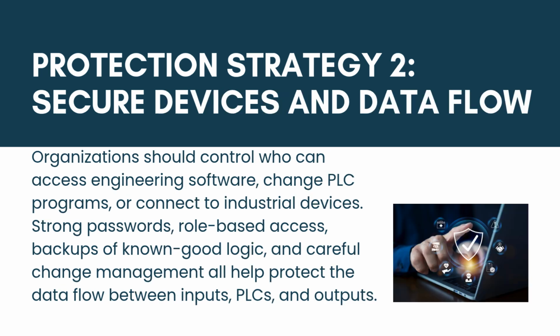The next strategy focuses more directly on devices and data flow. The second protection strategy is to secure devices and data flow. Organizations should control who can access engineering software, who can change PLC programs, and who can connect to industrial devices. Strong passwords, role-based access, backups of known good logic, and careful change management all help protect the data flowing between inputs, PLCs, and outputs. These practices make it easier to detect problems, recover from incidents, and maintain safe, reliable operation.